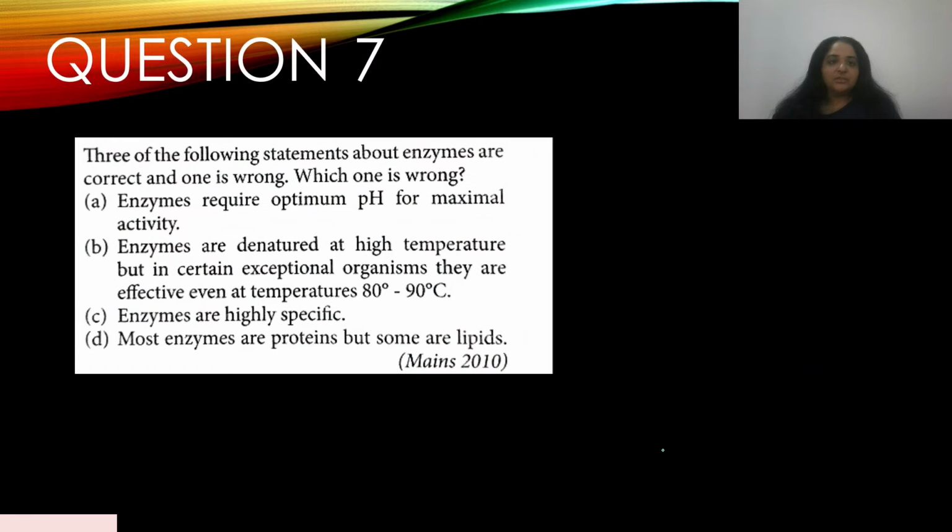Question number 7, from 2010. Three of the following statements about enzymes are correct and one is wrong. Which one is wrong? A. Enzymes require optimum pH for maximal activity. We just discussed that. B. Enzymes are denatured at a high temperature, but in certain exceptional organisms, they are effective even at high temperatures, 80 to 90 degrees. Yes, that's correct. C. Enzymes are highly specific. Yes. D. Most enzymes are protein, but some are lipids. We just discussed this. So option D is the incorrect statement here. A, B, and C are correct.